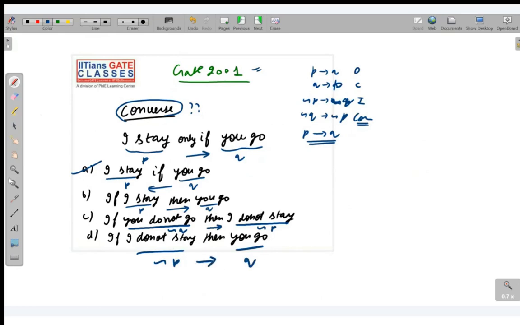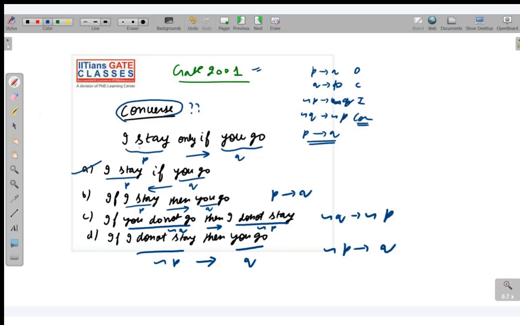We just want to say the correct option. A is the correct option, but I have told you all other options also. So what are they saying? B option is saying P implies Q. C option is saying not Q implies not P, and D option is saying not P implies Q. And we want converse only. Converse is Q implies P type, so A is the correct option.